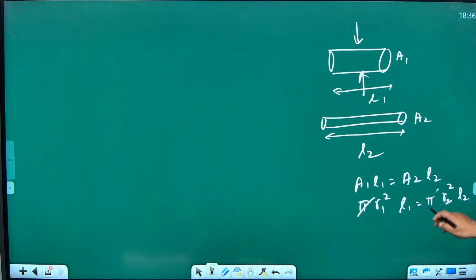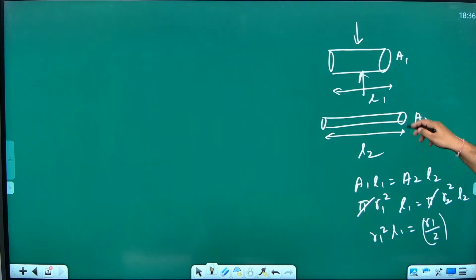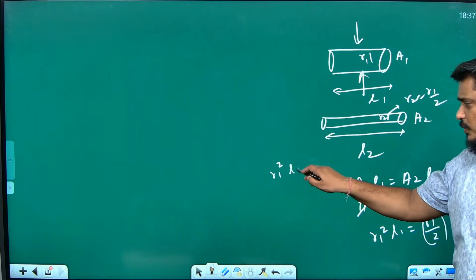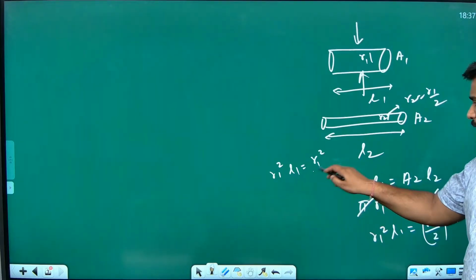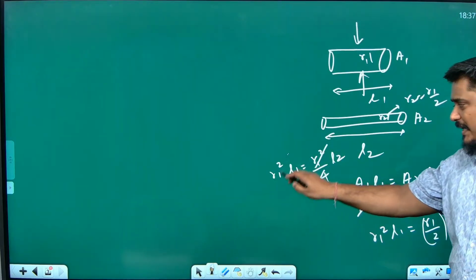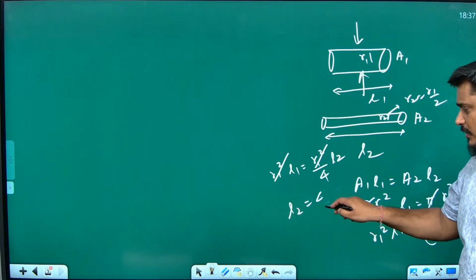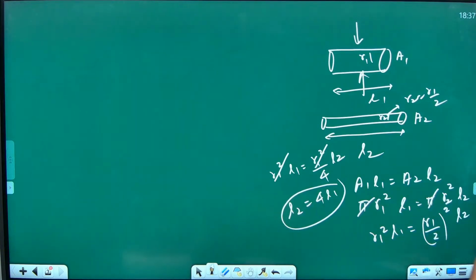So pi gets cancelled. R1 square into L1 will become equal to R2, which is given as R1 by 2. They told R became half. Here the radius is R1, here it will become R2, and R2 is equal to R1 by 2. Now R1 by 2 whole square into L2. So you are going to get R1 square into L1 is equal to R1 square by 4 into L2. This 2 gets cancelled. You are going to get L2 as 4 times L1.